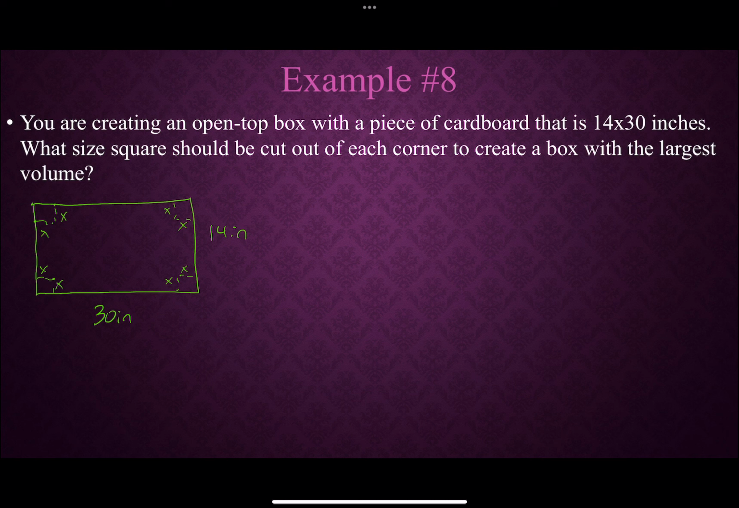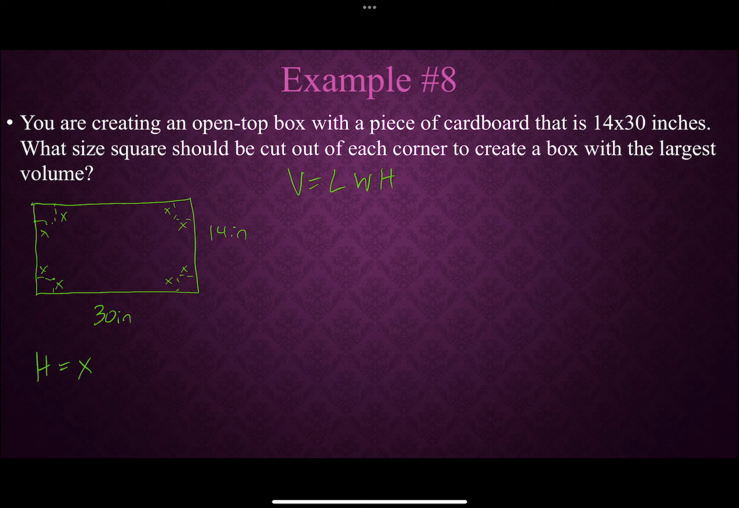Now, we're trying to maximize the volume, so we need a volume equation here. We need to recognize that this box, the x is going to be the height, because volume is length, width, and height. The height represents the x, because that's what's folding upwards. The length and the width are based off the 30 and the 14, but we're taking away x's from both of them.